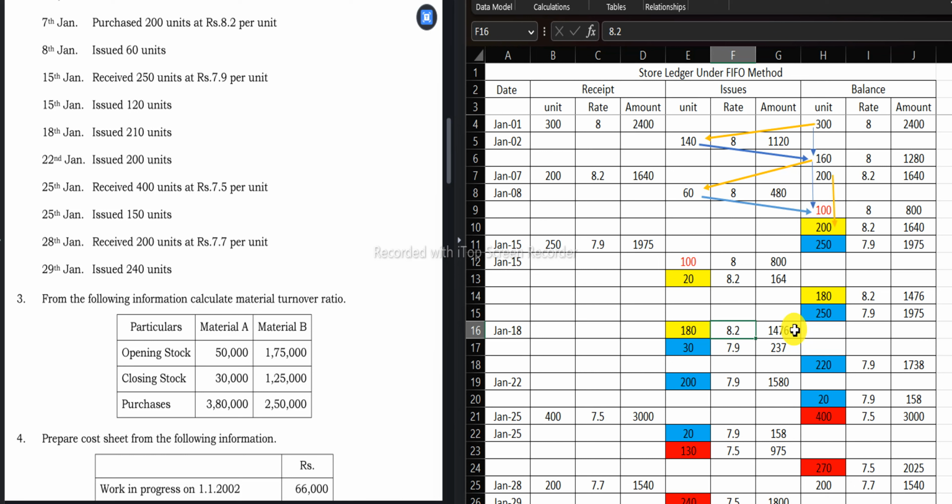210 units minus 180, how much is remaining now? 30 units. These 30 units should be issued from the 250 units. So out of 250 units, I need to issue 30 units. The rate is 7 rupees 90 paise. The balance becomes 237.